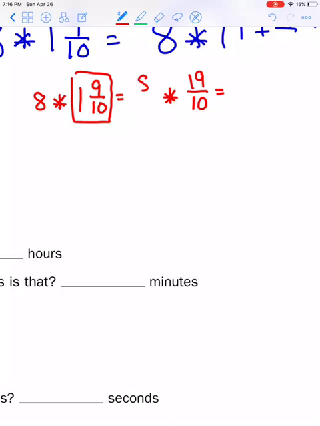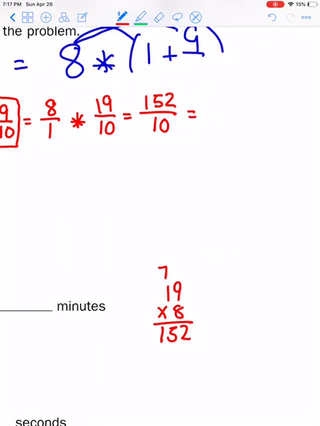Now remember, 8 I could also write as 8 over 1. So then you just multiply across. 19 times 8, I could do that over here. Well, I know that 9 times 8 is 72. 8 times 1 is 8 plus 7 is 15. So the answer is 152 tenths. And now I know that 15 times 10 would give me 150, which is close to 152. And if I do that, I'm left with 2 tenths.